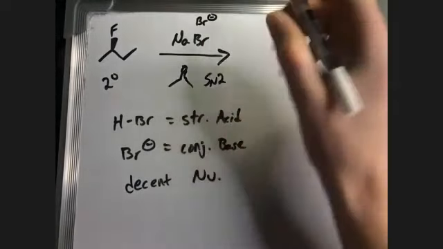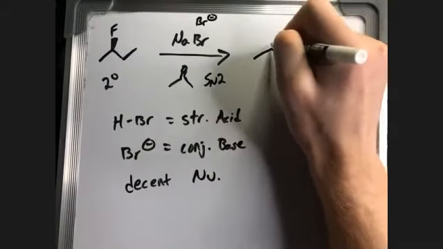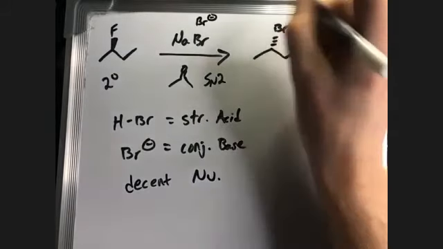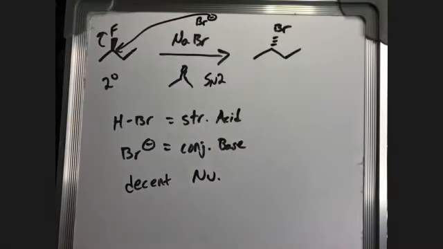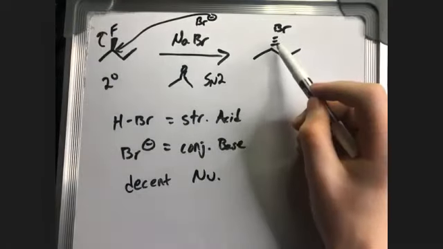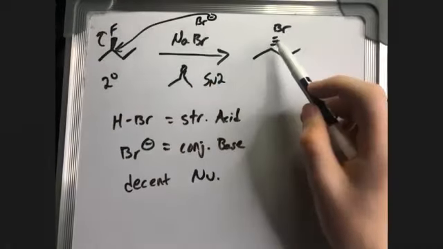So you'd think that your product would be this one, where the bromine comes in and replaces the fluoride. And remember, SN2 undergoes inversion of stereochemistry, so you would replace the wedge with a dash. But however, this is wrong.